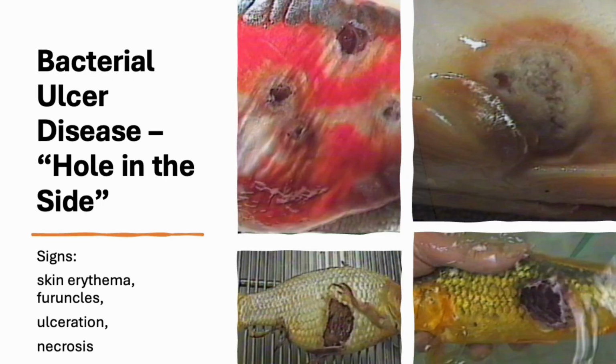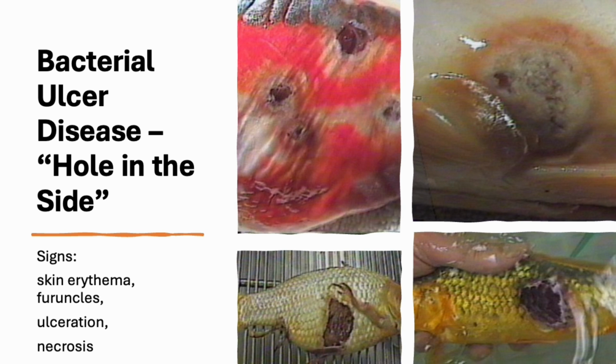Bacterial ulcer disease can cause hole in the side problems, including a disease called furunculosis. A furuncle is a raised reddened lesion, and you can see that these lesions started as the skin becoming inflamed and reddened. Then the skin sloughs off, leaving a hole or an ulcer. And then you can see the muscle, the red tissue is the muscle beneath the skin. The ulcer has gone right through the epithelium into the muscle layer beneath.